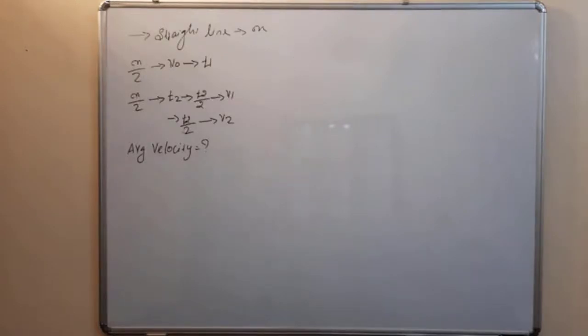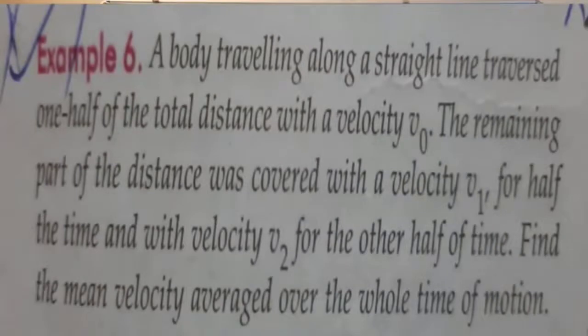So the third problem. Okay, third problem. A body traveling along a straight line traversed one half of the total distance with a velocity v0. The remaining part of the distance was covered with a velocity v1 for half the time and with velocity v2 for the other half of time. Find the mean velocity averaged over the whole time of motion.